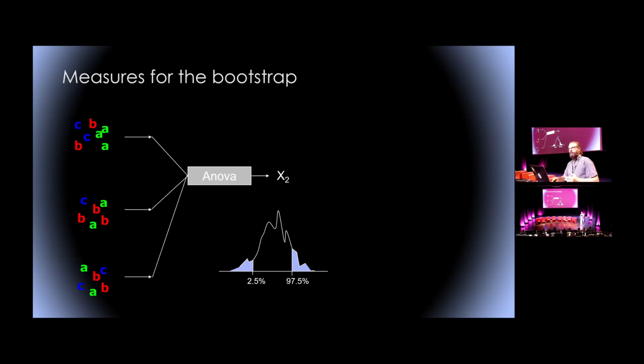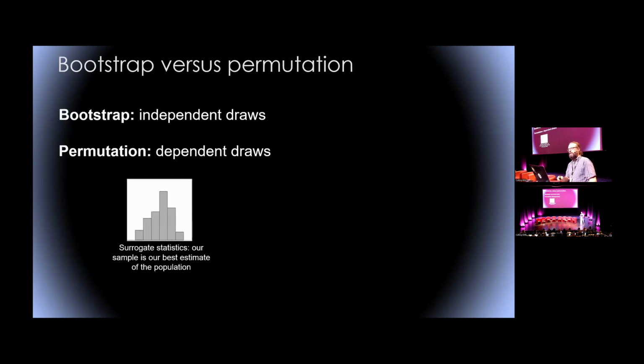Now, you might have heard about bootstrap versus permutation. What's better? Is permutation better or is bootstrap better? Permutation is very similar to bootstrap. The main difference is that you sample without replacement. So you cannot have twice the same value.